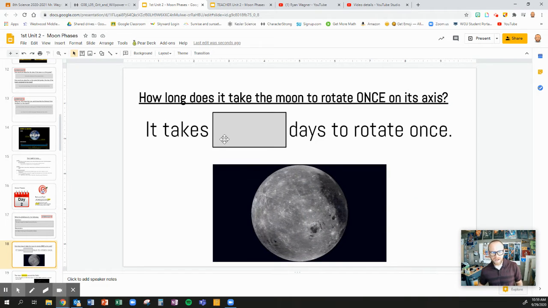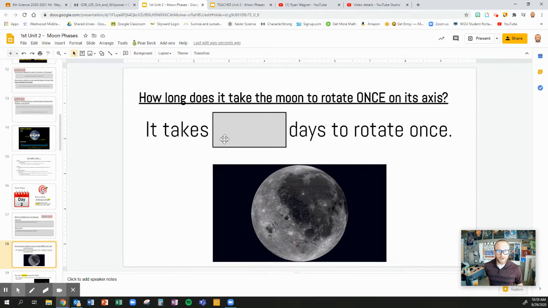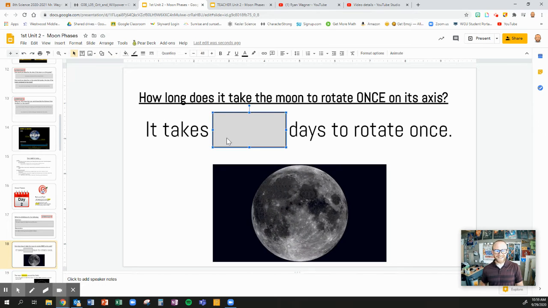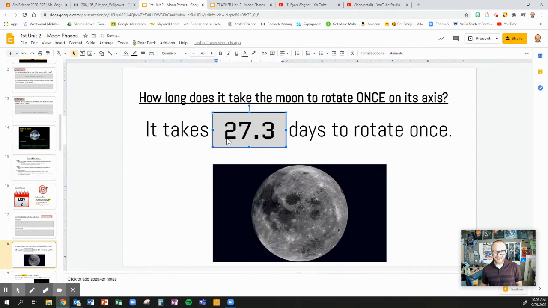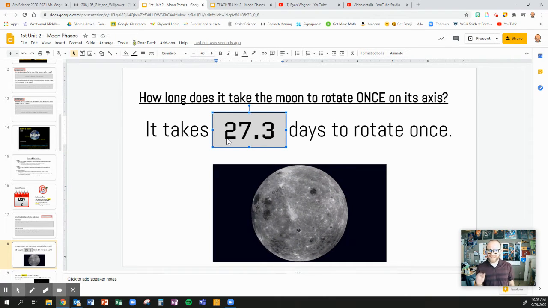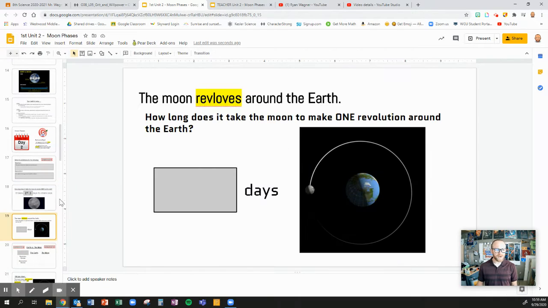Okay, so let's take a look at the moon. How long does it take the moon to rotate once on its axis? Well, before we get started, yes, the moon does rotate, okay, but it takes a lot longer than Earth. It takes 27.3 days to rotate once. That means for it to spin once all the way around, it takes 27.3 days.